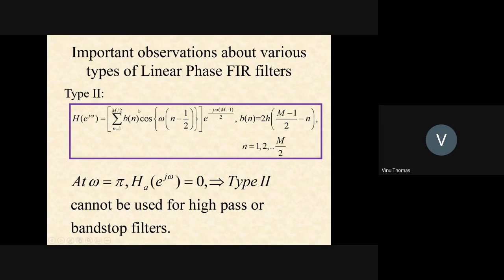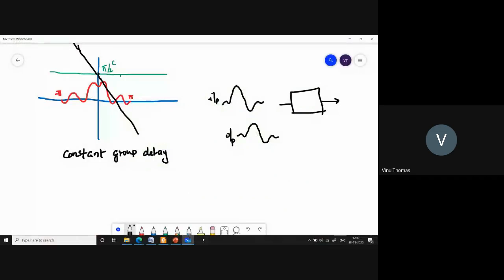As we are going to see now, the type 2 filter has a frequency response as follows: H of e power j omega equals sigma n equal to 1 to n by 2, b of n cos omega n minus 1 by 2 into e raised to minus j omega n minus 1 by 2. And you see that because of this 1 by 2 term here, let us go to the whiteboard and see what the effect of that 1 by 2 term is.